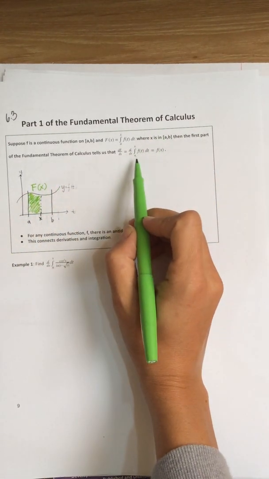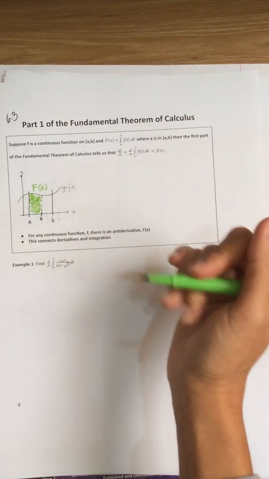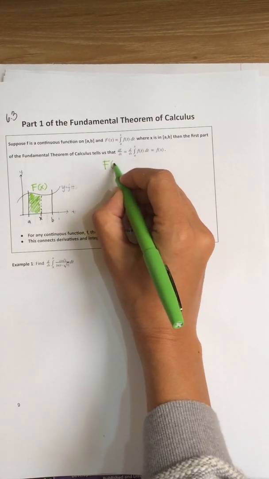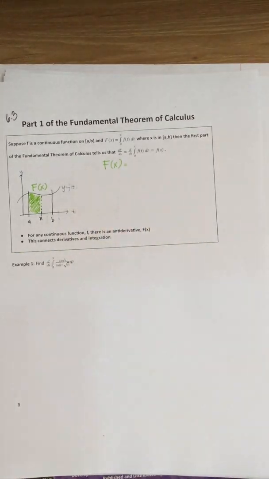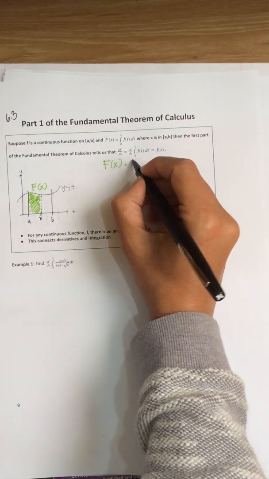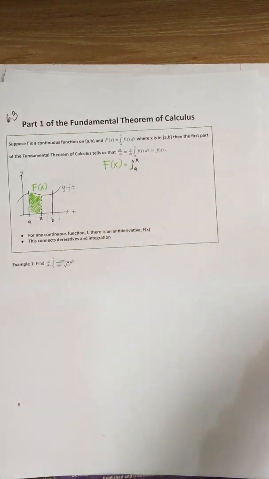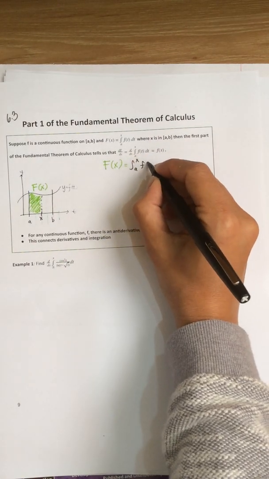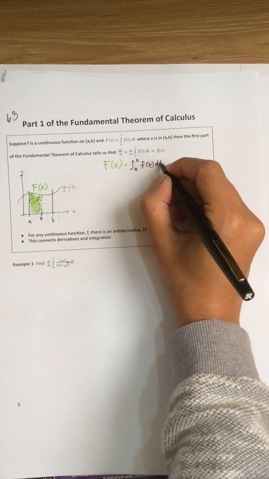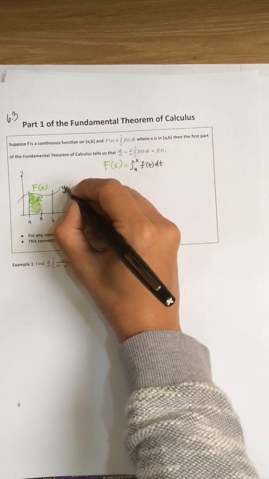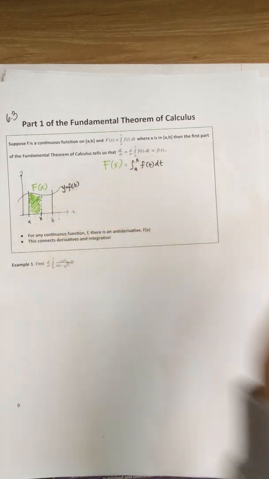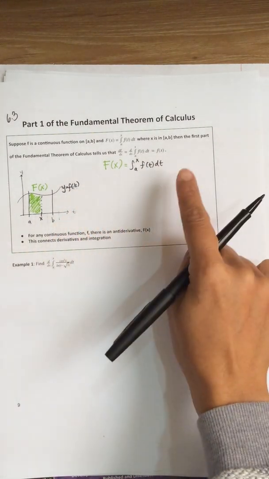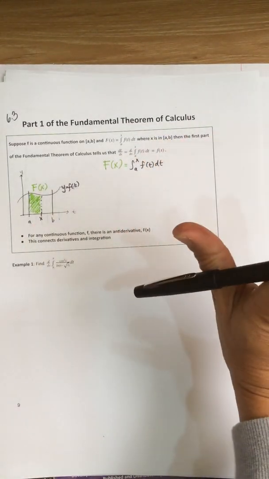So we know that this integral symbol means the area under the curve. So let's just rewrite this here. Capital F of x, that green space, is equal to the area under the curve from a to x of some function f of t dt. This is hard to see, but this is y equals f of t. The only thing that matters is that x has to be somewhere in between a and b.